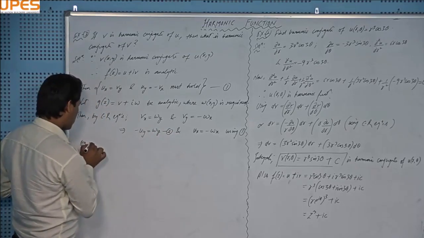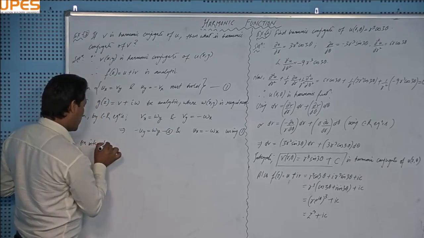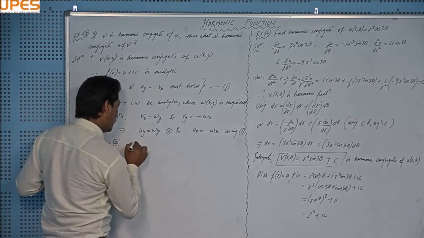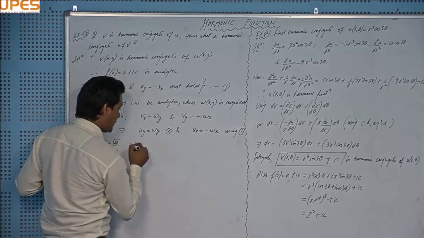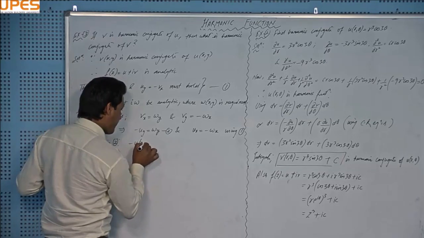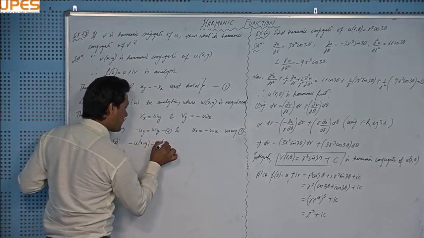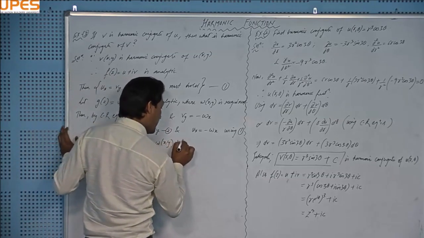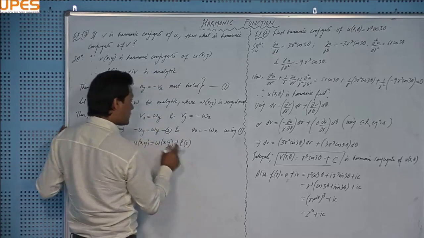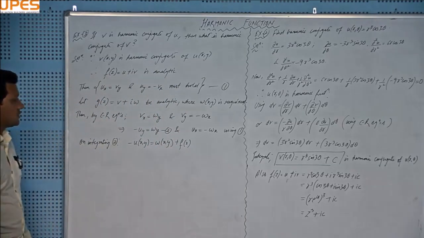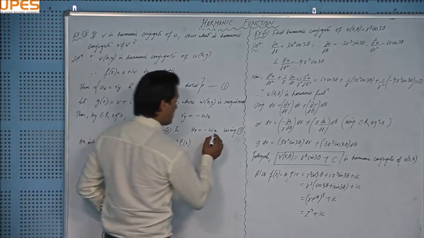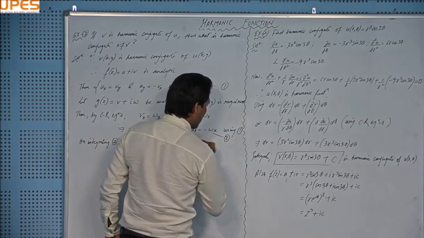On integrating equation number 2, I will get negative of U as a function of x, y, obviously, equal to W as a function of x, y. Since I am integrating with respect to y, the constant should be f(x), where f(x) is the constant of integration. I have integrated equation number 2. Equation number 3 is still untouched.